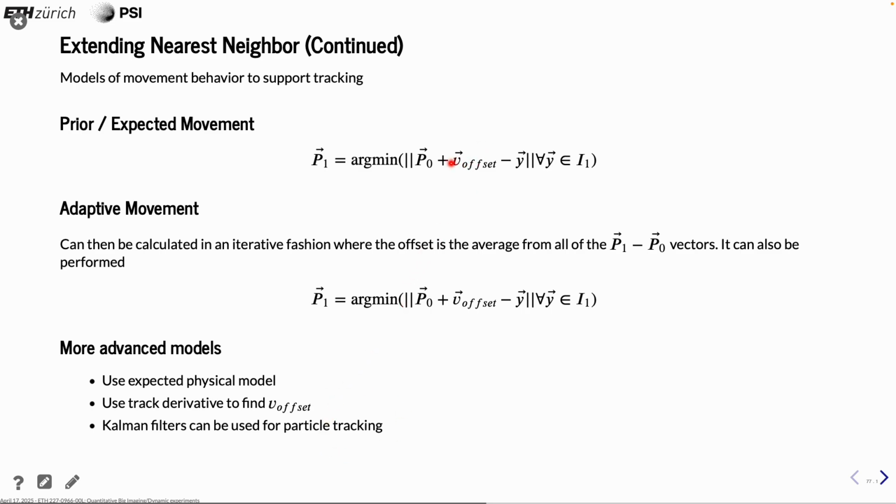Then you can also include some kind of prior and expected movements, which I was also showing with the bunny. These are different approaches, and here you can even adapt this offset every round, and then you can get a better guess on where you have the next one. And then we can look at tracking the derivative. As I mentioned, we can also use physical models for predicting the next position. And as I said, we can also use Kalman filters for particle tracking.